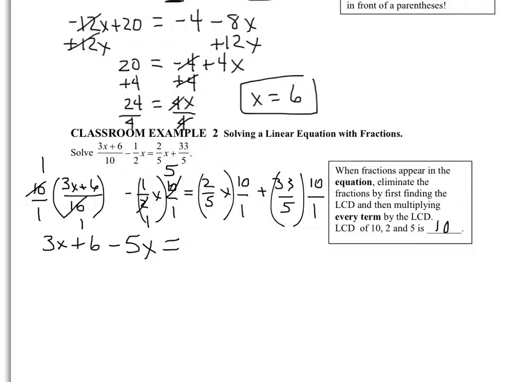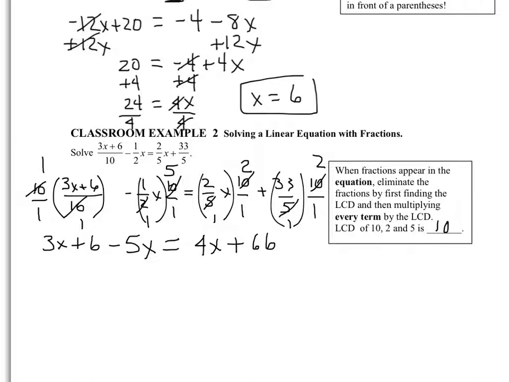My first fractions that are being multiplied together, I have a 5 in the denominator, 10 in the numerator. 5 is the common factor, so it goes into 5 once, goes into 10 twice. Now if I multiply straight across, 2x times 2 is 4x. Plus, in the second fraction, 5 is the common factor again. And when I multiply that together, I get 66. 33 times 2 is 66. And voila, no more fractions.